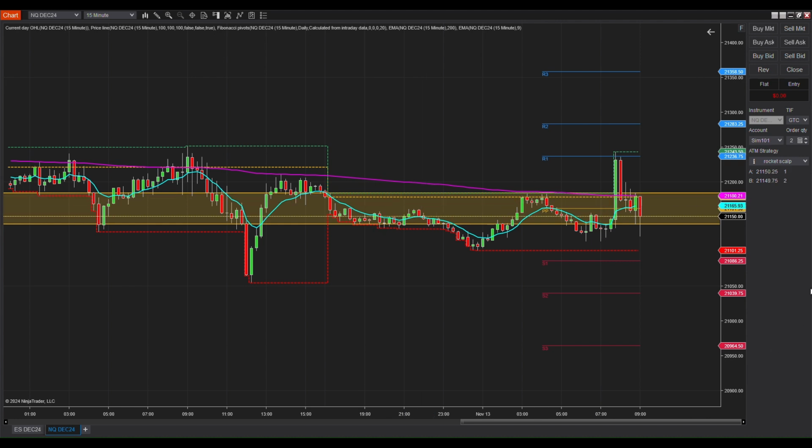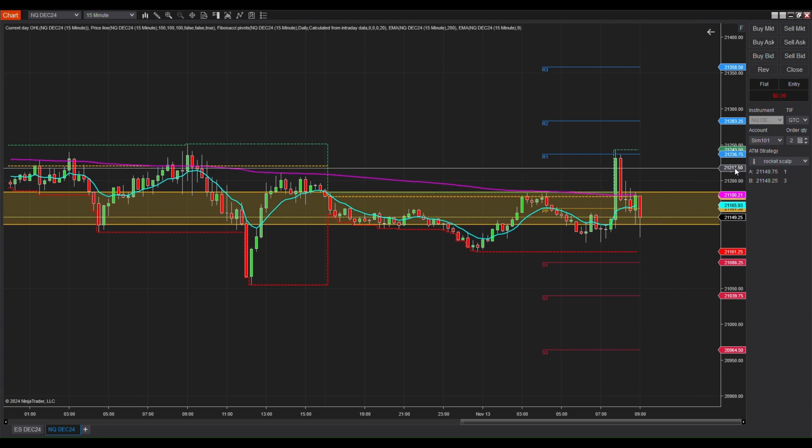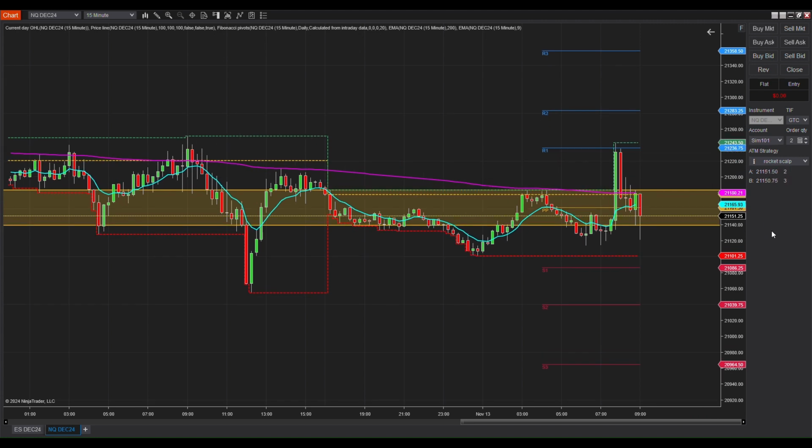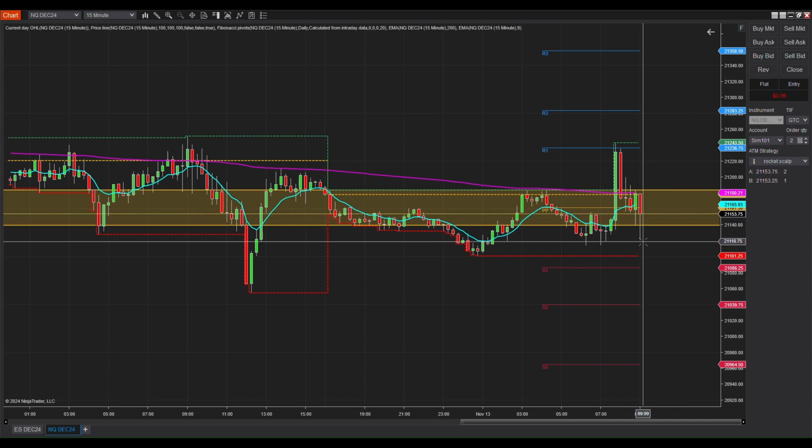So that is the 15-minute range for today. As you can see, that would be the 30 if I use the 30, but I'm going to go ahead and leave that right there for now. And you can use this range to take your breakout trades out of. As you can see, that broke out, but it came back in.